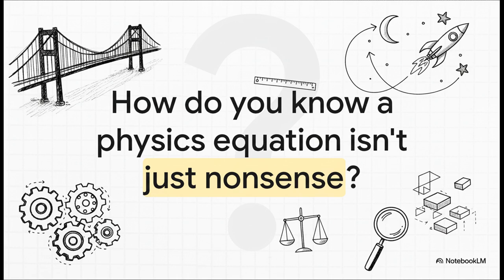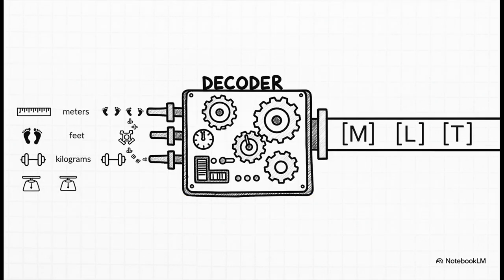So how do you do a basic sanity check to make sure your formulas aren't just complete gibberish and prevent these massive, catastrophic errors? Well, the answer is that there's this hidden language, a strict set of rules that every single valid physical equation has to obey. It doesn't matter if you're using meters or feet, kilograms or pounds, the underlying structure, the grammar, has to be consistent. And figuring out that structure, that's what dimensional analysis is all about.